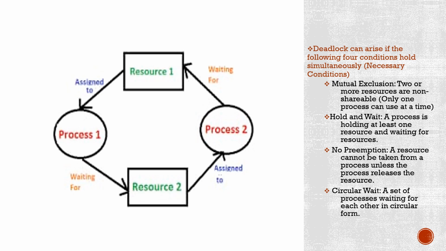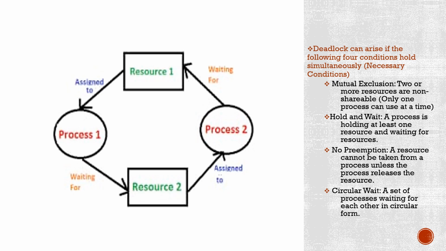The conditions for deadlock are mutual exclusion, no preemption, hold and wait, and circular wait. Mutual exclusion is a condition in which a resource can be accessed by only one process at a time. Hold and wait is a condition in which one process has acquired one resource and is waiting for the release of another resource. No preemption is a condition in which a process cannot be preempted for the release of a resource. Only the process can voluntarily release the resource.